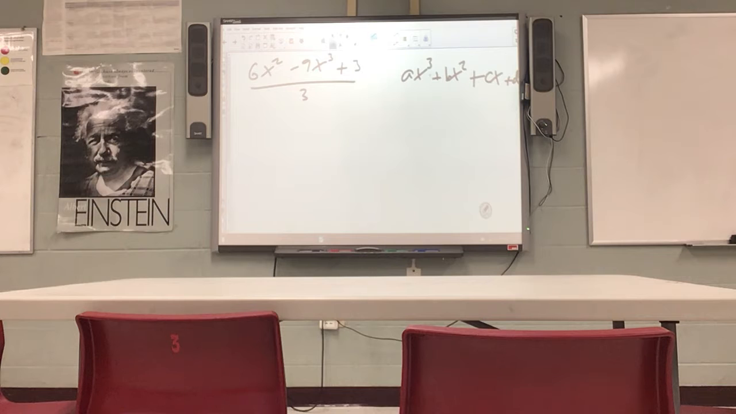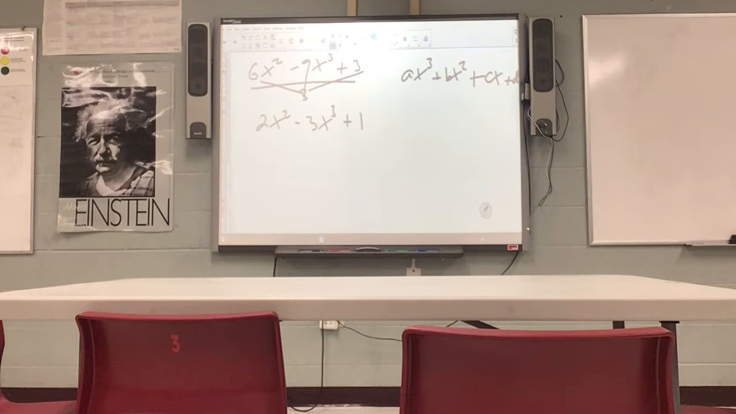Okay, I just made that up, but that's so. And the other thing, other than reordering this, is this standard form is not a fraction. So we need to go ahead and simplify. All of those are divisible by that 3. So 6x squared divided by 3 would be 2x squared, negative 9x cubed divided by 3 would be negative 3x cubed, and 3 divided by 3 is 1. So that gets us a pretty good start.